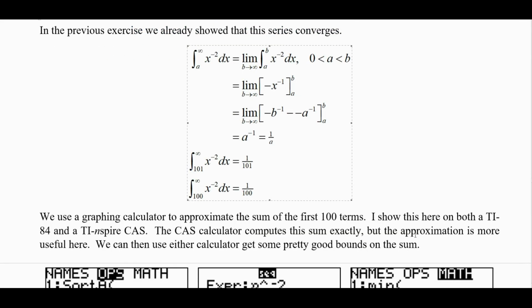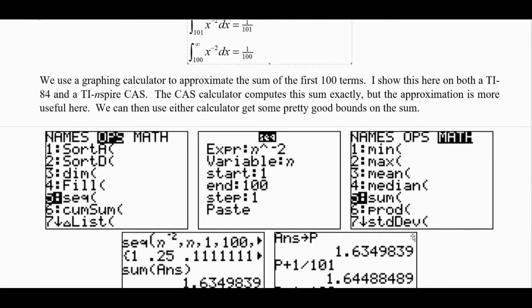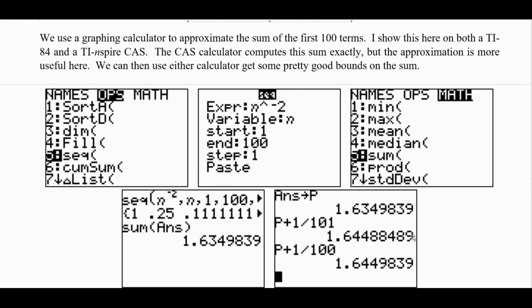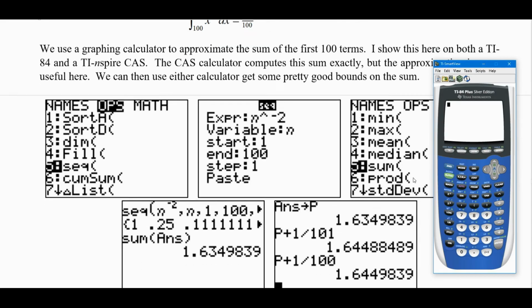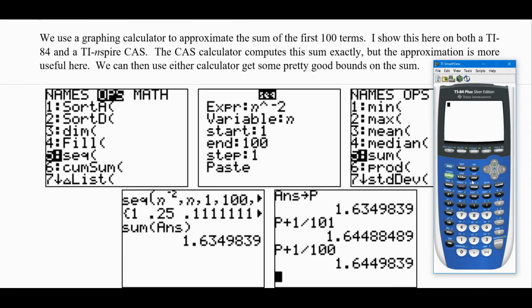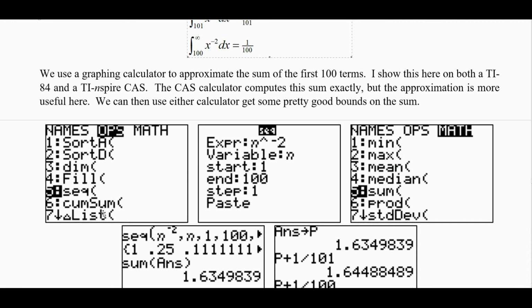So we can use a graphing calculator to approximate the sum of the first 100 terms. Here it is on a TI-84. Press list, which is right up here, so it's second and stat, and you'll get this screen here. If you right arrow to ops, you'll get the screen that I have right here. Okay, choose number 5, sequence.